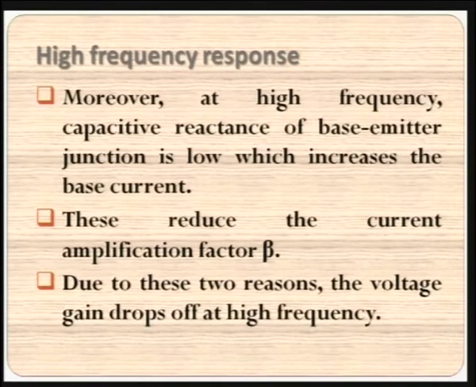Moreover, at high frequency, the capacitive reactance of the base emitter junction is very low, which increases the base current. This reduces the current amplification factor beta. Due to these two reasons, the voltage gain drops off at high frequency. We have indeed considered the internal capacitor playing a role in controlling the gain at the high frequency. We will continue our discussion further after a short break.